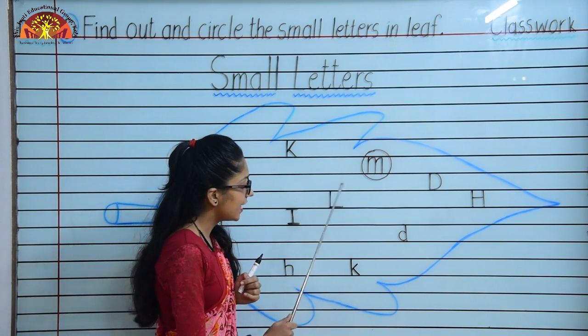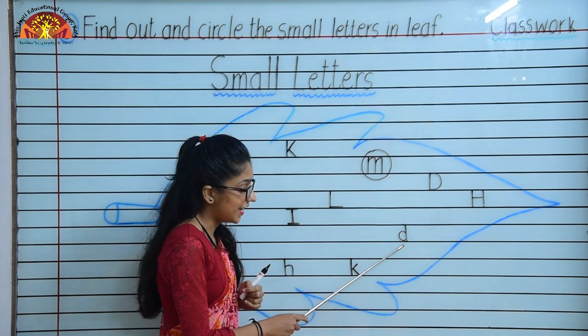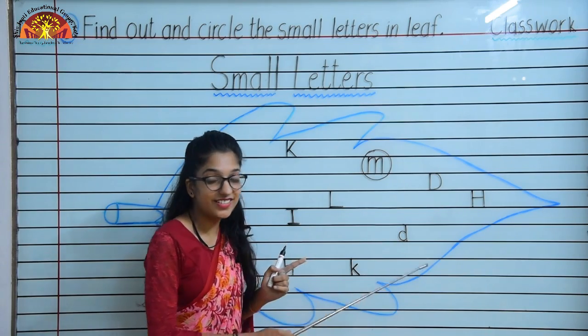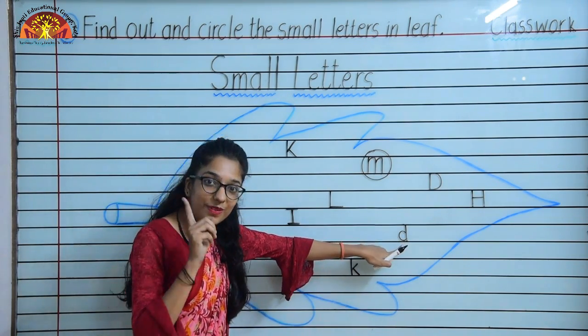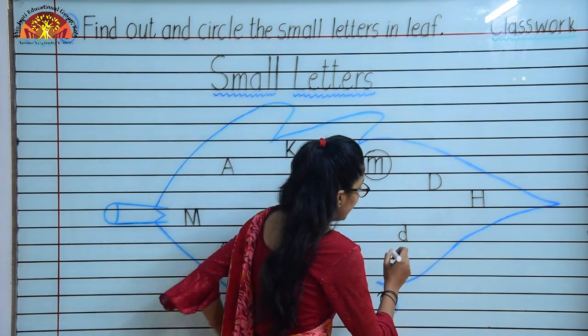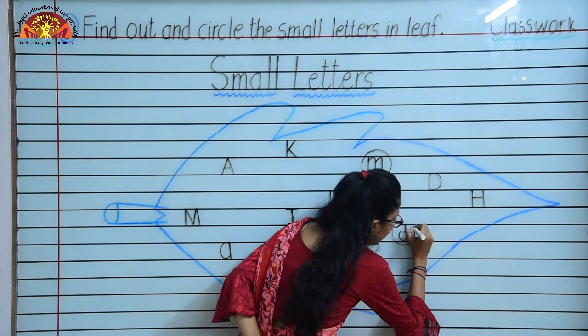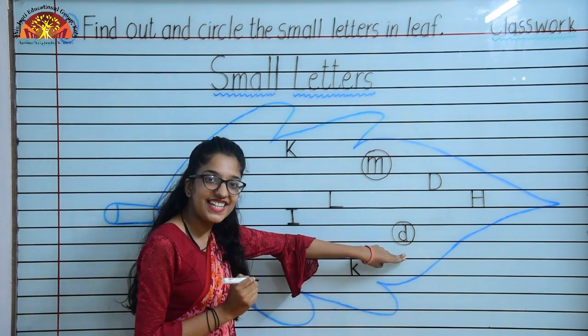Okay. Now move to next one. Now tell me, which letter is this? This is small letter D. So we have to circle this letter because this letter is small letter. Okay. So let's do. You have to do like this. This is small letter D.